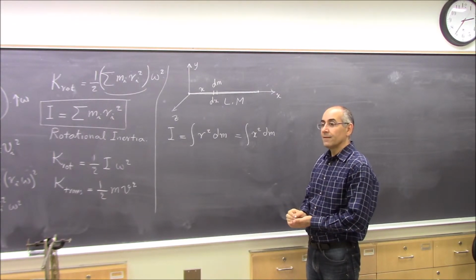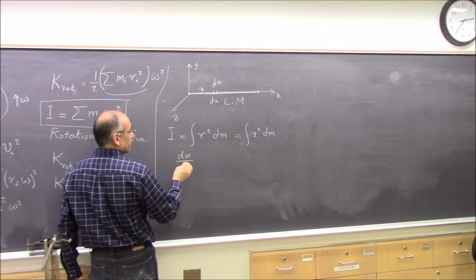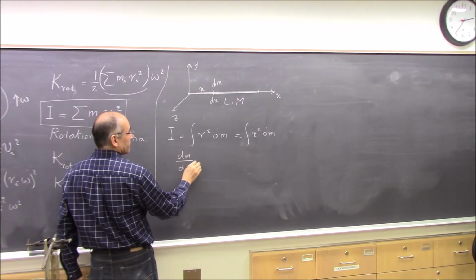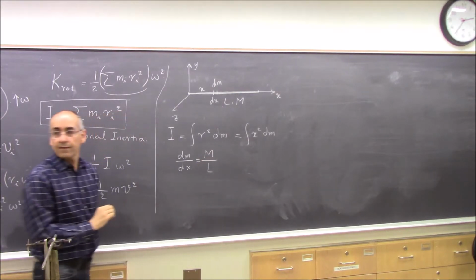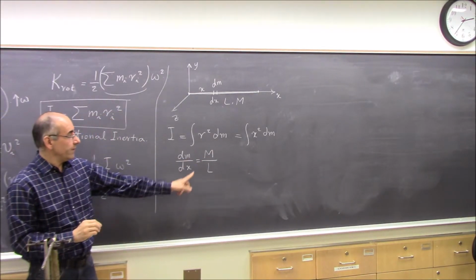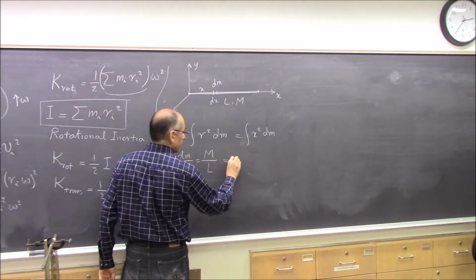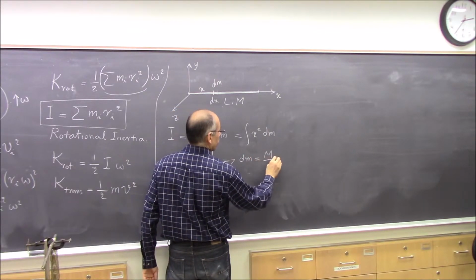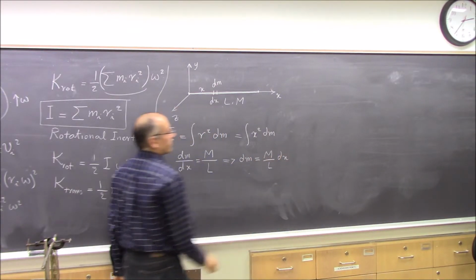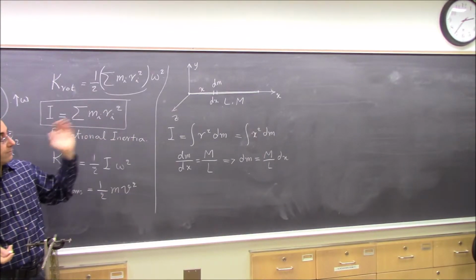I think you do dm over dx equals m over L. That's right, exactly. dm, because it's the mass of the length dx, is equal to the total mass M over the total length L. So dm is M over L times dx. You see, I'm just following the math. The mass is uniformly distributed.